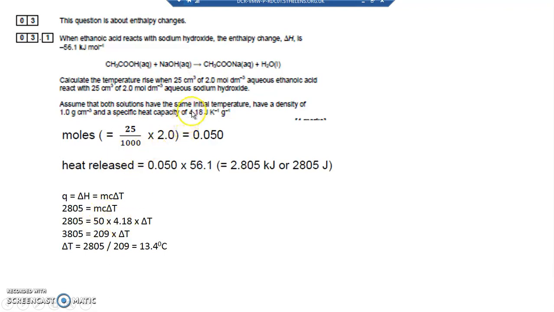C is 4.18, specific heat capacity. Delta T, I don't know. I've multiplied out the 50 by the 4.18, so 2,805 equals 209 multiplied by delta T. Delta T is 2,805 divided by 209, 13.4. Everything here seems to be to 3 significant figures, 4.18 is 3 significant figures. I'm going to keep it as 3 significant figures, 13.4.